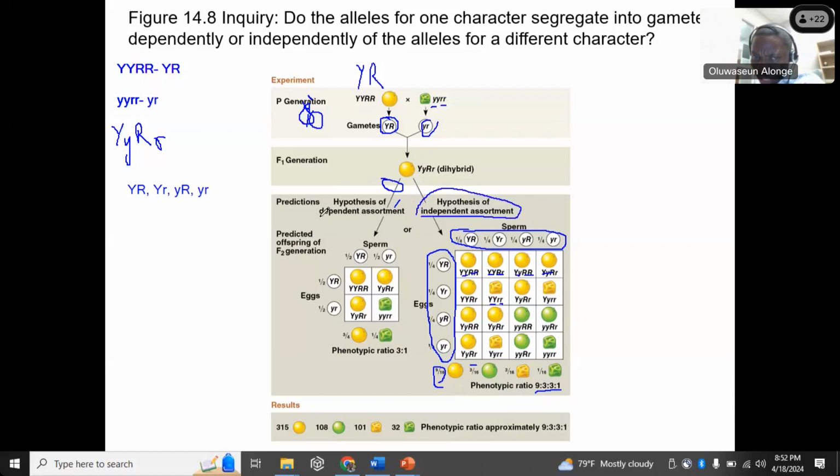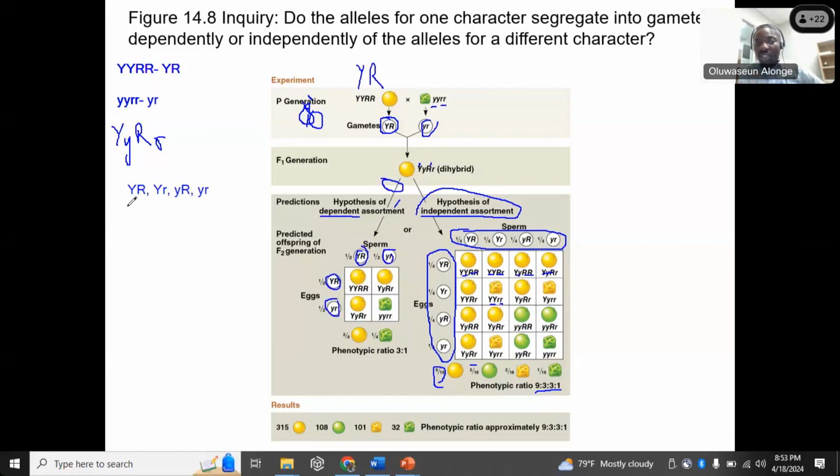If it were to be dependent assortment, it means that anywhere you see these dominant traits, they will always be together. So you see YR together here, and then YR, then YR. So it has limits. That's all it can make. Unlike this, that is independent. So dependent means the traits are dependent on each other. Dominant goes with dominant, recessive goes with recessive.